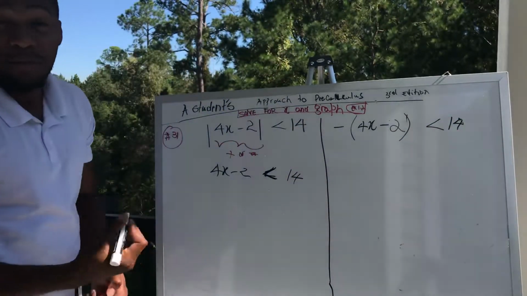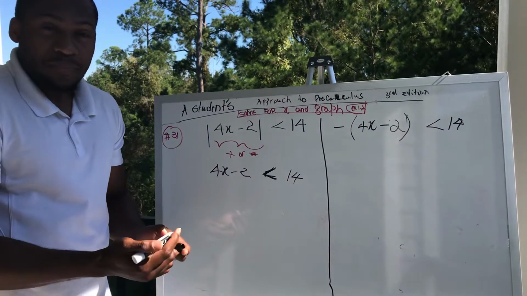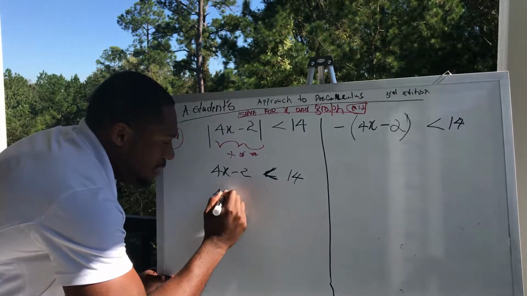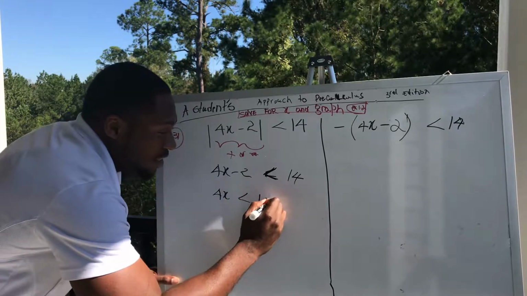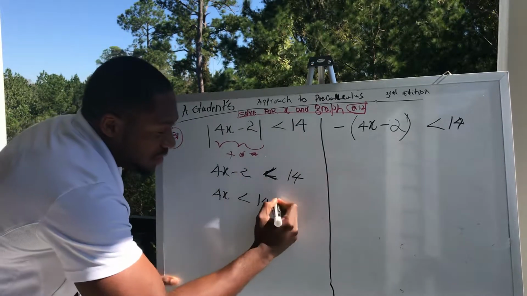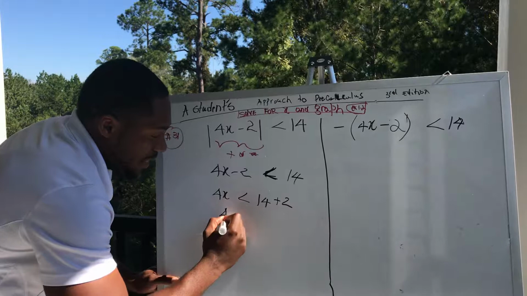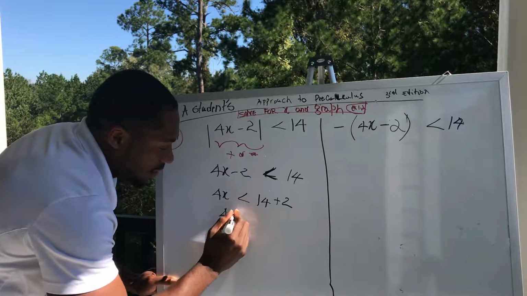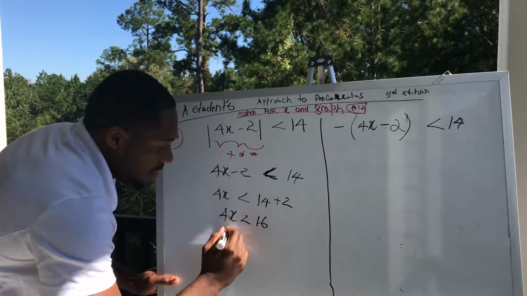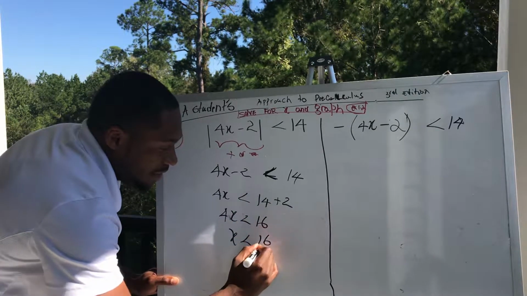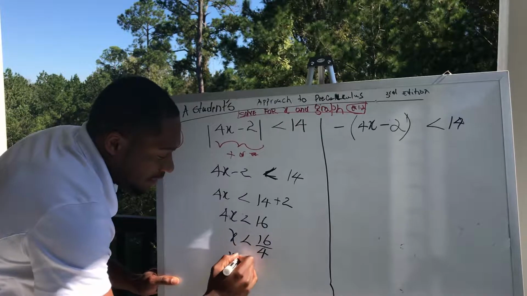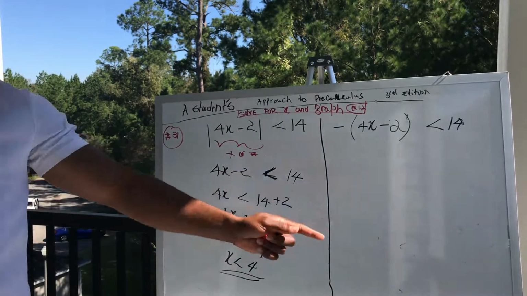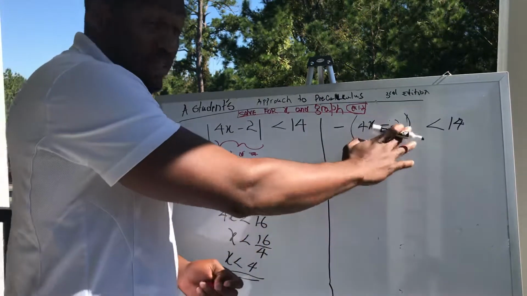We're going to have to solve both sides of the inequality and then come up with a solution. So 4x minus 2 is less than or equal to 14. That negative 2 changes sign, so 4x is less than or equal to 16, x is less than or equal to 16 divided by 4, x is less than or equal to 4. That's one solution.